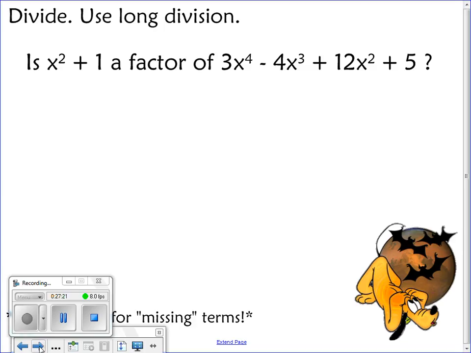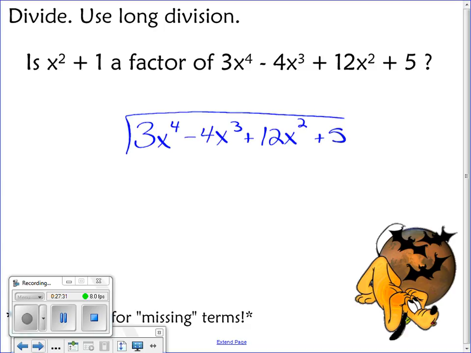All right, so let's go ahead and set it up. So 3x to the 4th. Guys, focus please. Minus 4x cubed plus 12x squared plus 5 divided by x squared plus 1. Let's kind of see what happens. What happens when things are missing? Does it change it? Let's check it out.